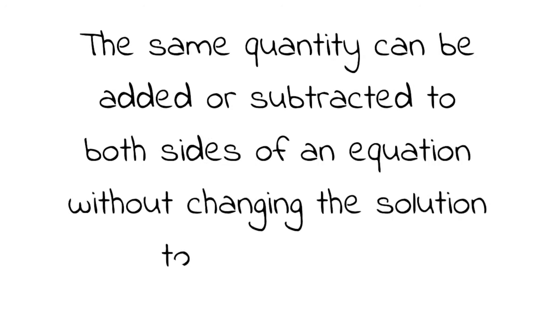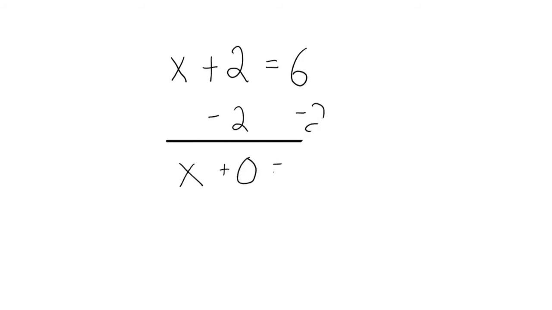The same quantity can be added or subtracted to both sides of an equation without changing the solution of the equation. Here we have the problem x plus 2 is equal to 6. If we subtract 2 from both sides of the equation, we find that x is equal to 4.